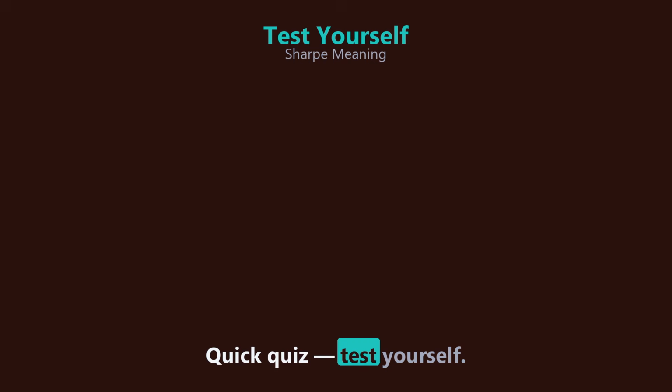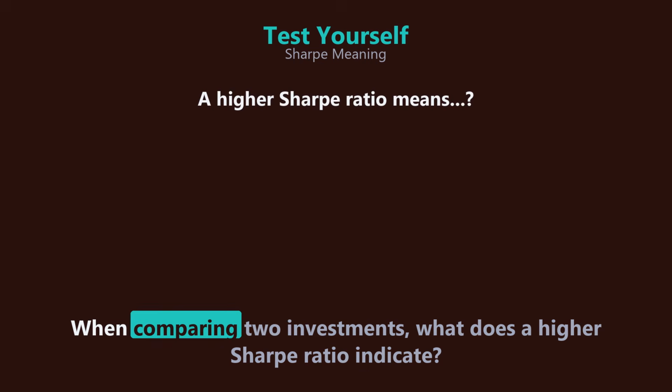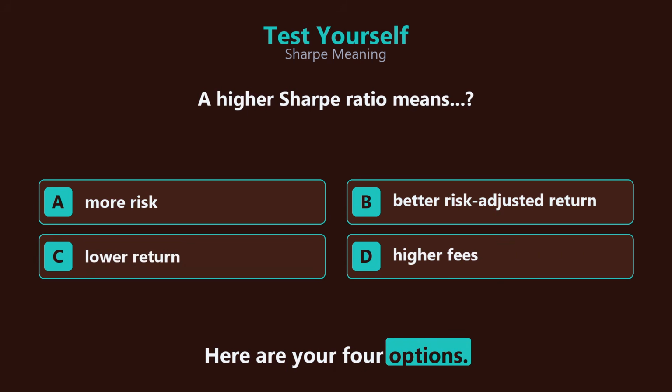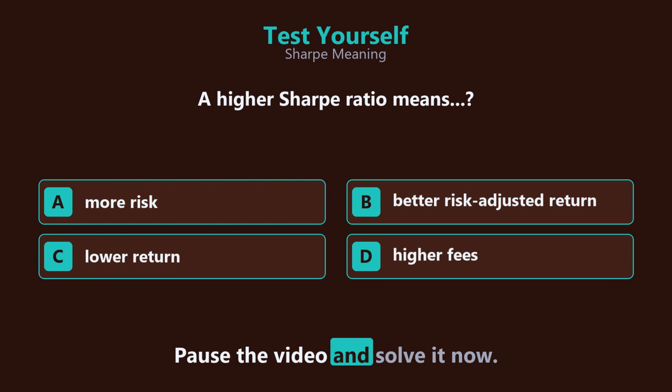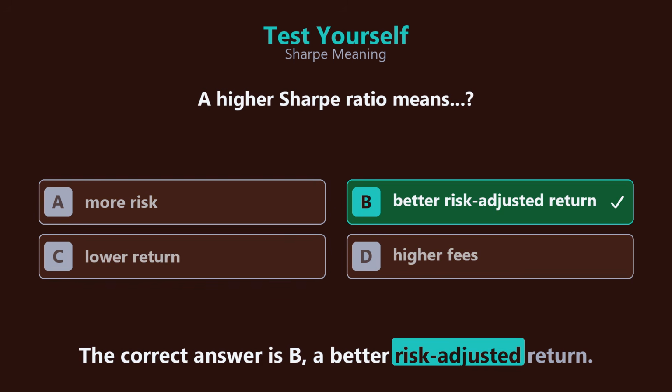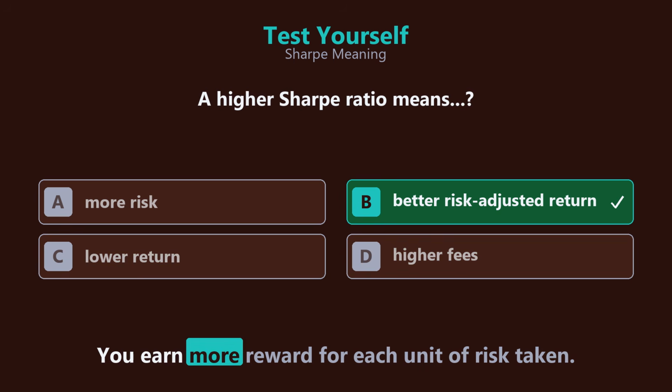Quick quiz, test yourself. When comparing 2 investments, what does a higher Sharpe ratio indicate? Here are your 4 options. Pause the video and solve it now. The correct answer is B, a better risk-adjusted return. You earn more reward for each unit of risk taken.